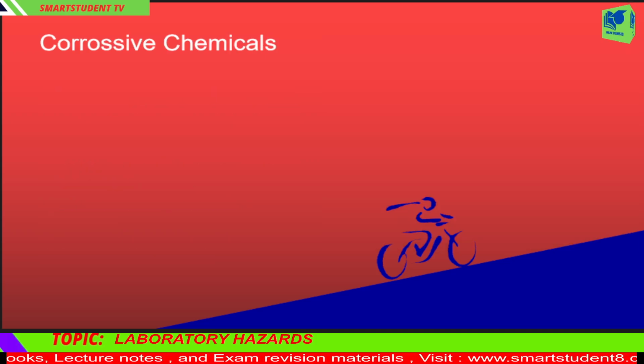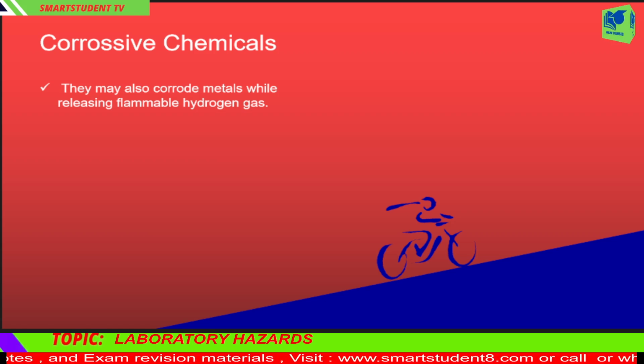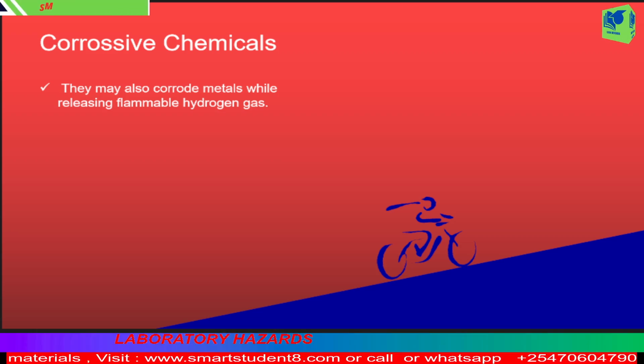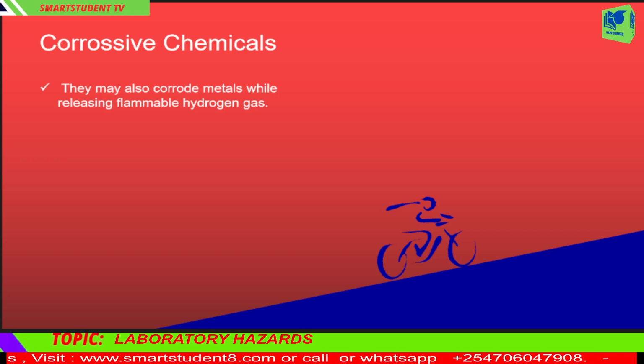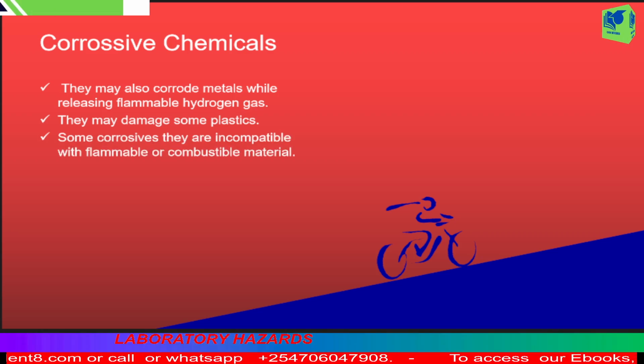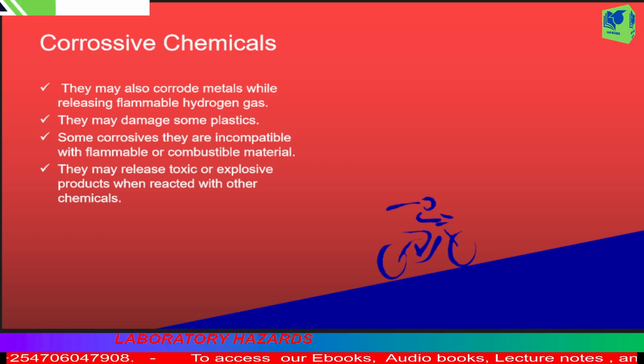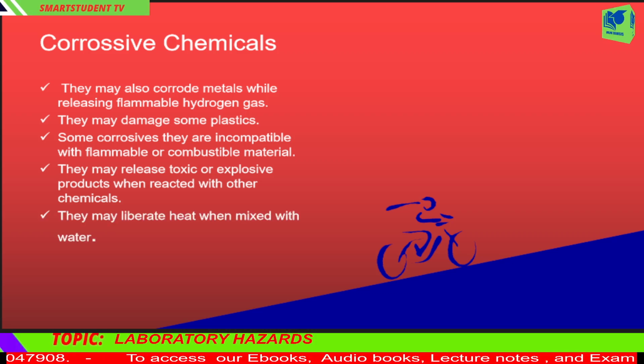A. Corrosive chemicals. Corrosives are materials, such as acids and bases, caustics, alkalis, which can damage body tissues because of splashing, inhalation, or ingestion. They may also corrode metals while releasing flammable hydrogen gas. They may damage some plastics. Some corrosives, such as sulfuric, nitric, and perchloric acids, are also oxidizers. Thus, they are incompatible with flammable or combustible material. They may release toxic or explosive products when reacted with other chemicals. They may liberate heat when mixed with water.